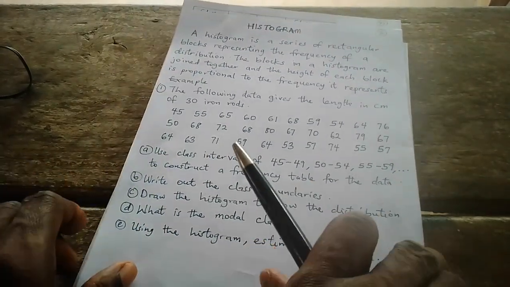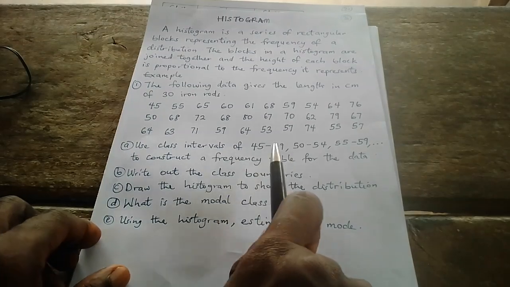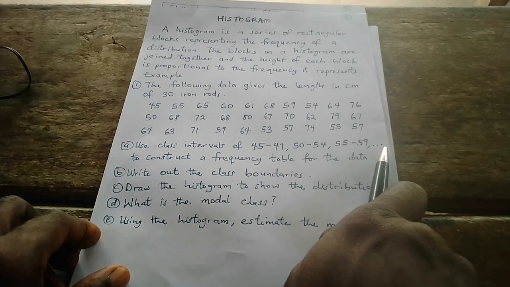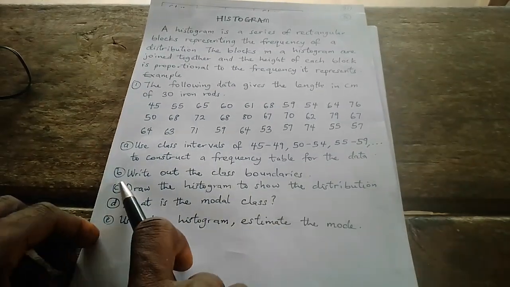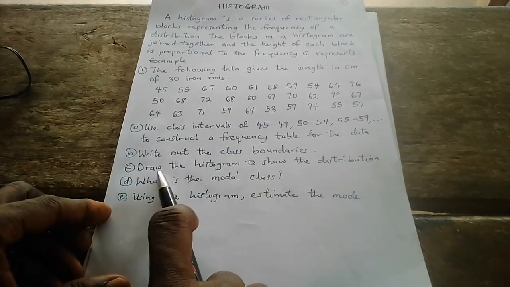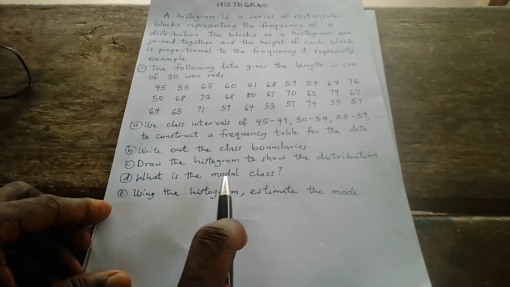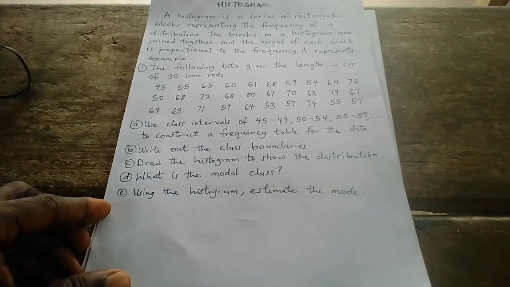A. Use class intervals of 45 to 49, 50 to 54, 55 to 59, and so on to construct a frequency table for the data. B. Write out the class boundaries. C. Draw the histogram to show the distribution. D. What is the modal class? E. Using the histogram, estimate the mode.